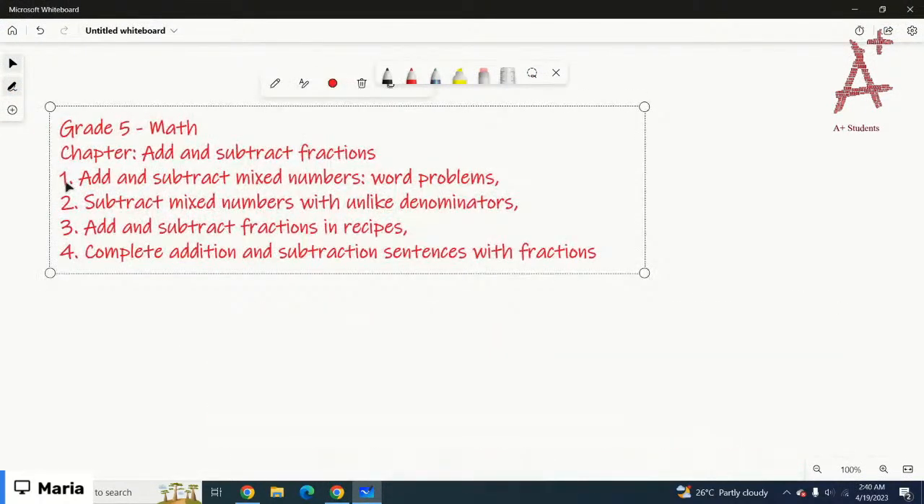We are working on the chapter add and subtract fractions. Lesson names are add and subtract mixed numbers word problem, subtract mixed numbers with unlike denominators, add and subtract fractions and recipes, complete addition and subtraction sentences with fractions.